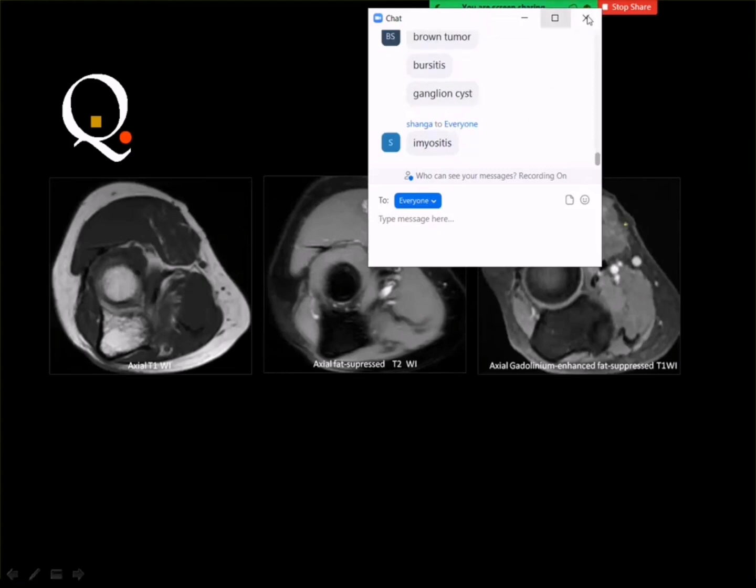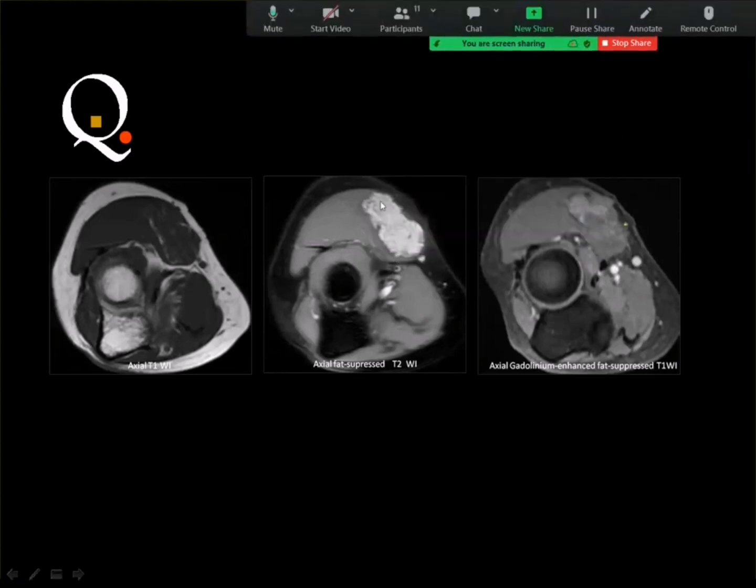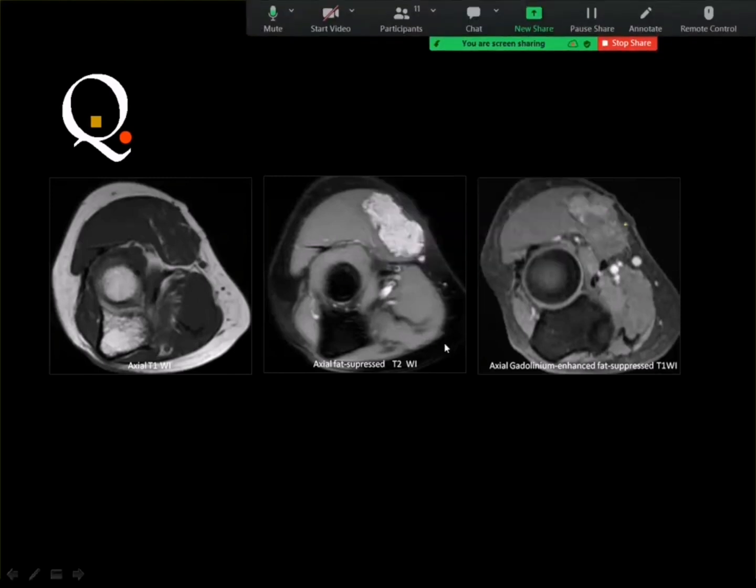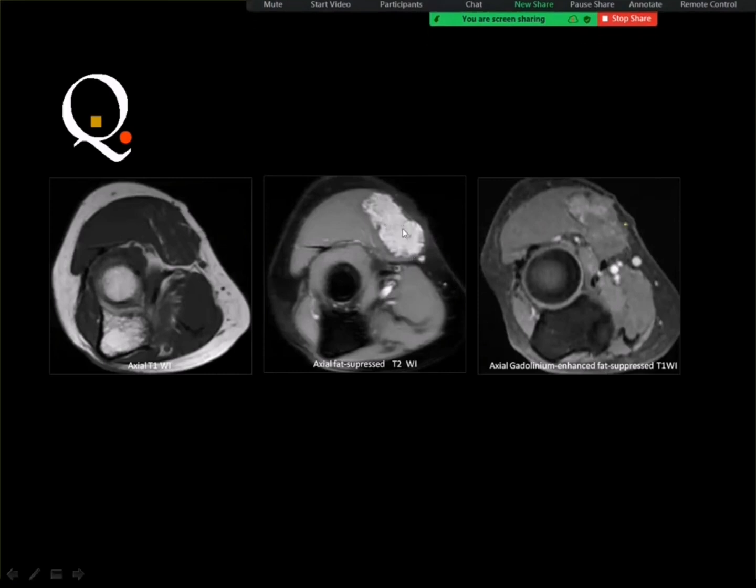But the clue here is the very bright signal of the lesion in the T2. And this always indicates that you are dealing with a hemangioma. And yes, this is of course a hemangioma. In the T2 weighted image you can also see some black lines within the tumor which represent fibrous septa. And you may also see some dots of signal void which may represent vessels or calcified phleboliths.